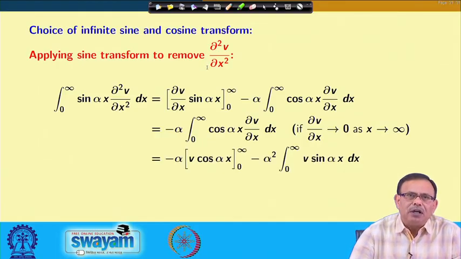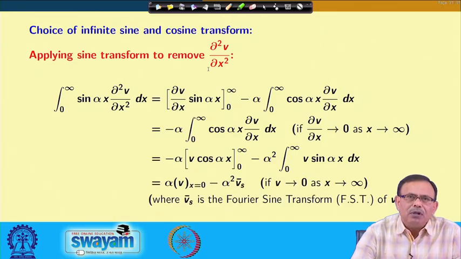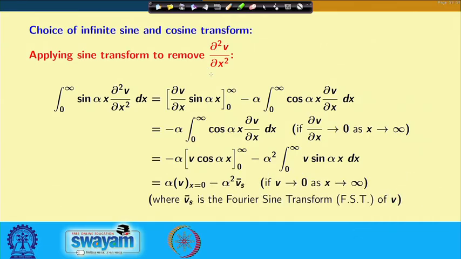Again, if I integrate it, I will obtain this. For the first limiting value, at x equals 0, I am obtaining alpha into v at x equals 0, and for the second term, for x equals infinity, I am assuming that v approaches 0 as x approaches infinity. And 0 to infinity v sin alpha x dx is nothing but the Fourier sine transform of v, which we are denoting as v bar s.